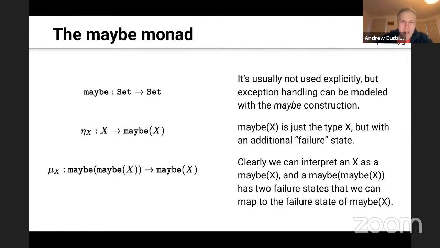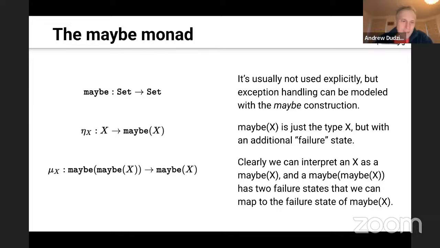And again, we have a similar unit map eta here, which given an instance of a type, in particular, that's an instance of the maybe type, right? It's just, it didn't fail.